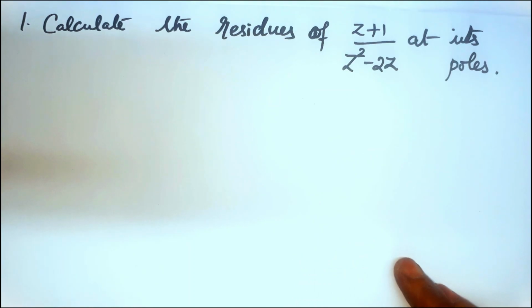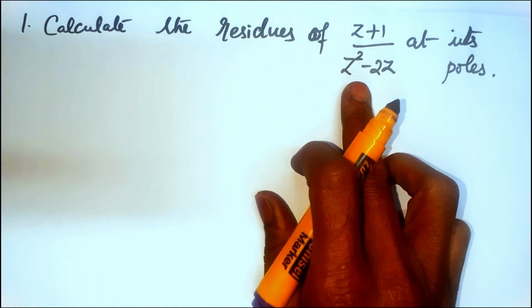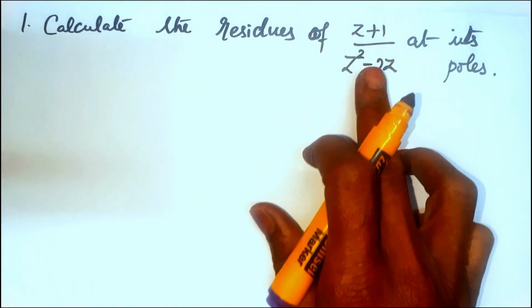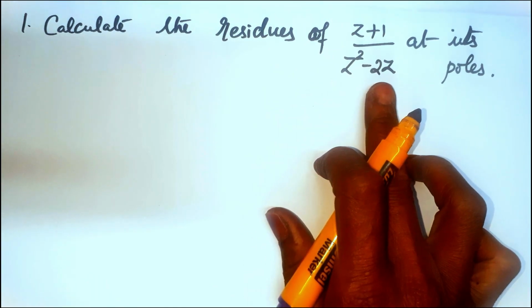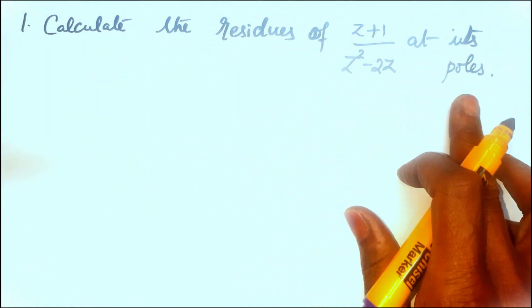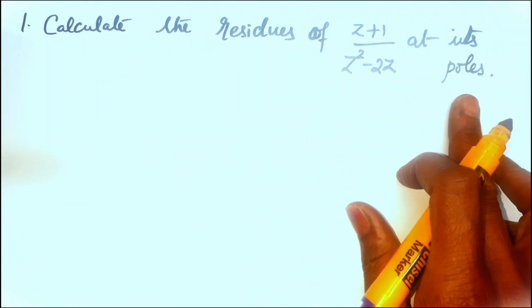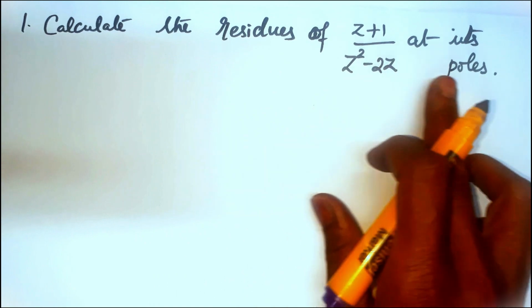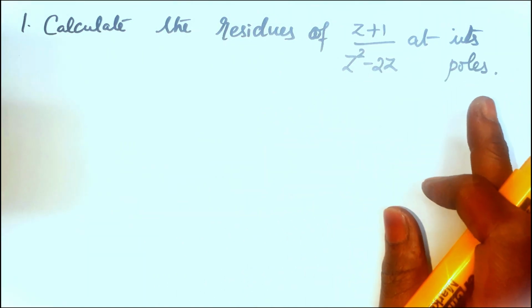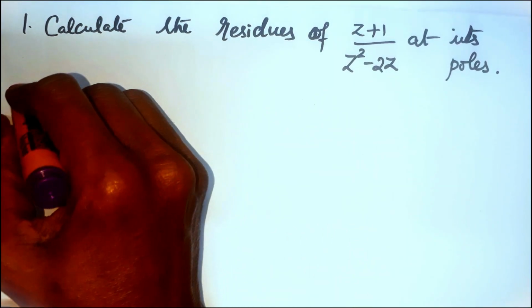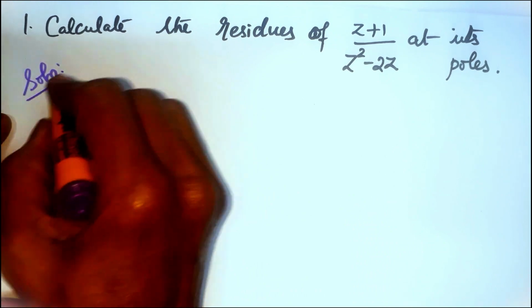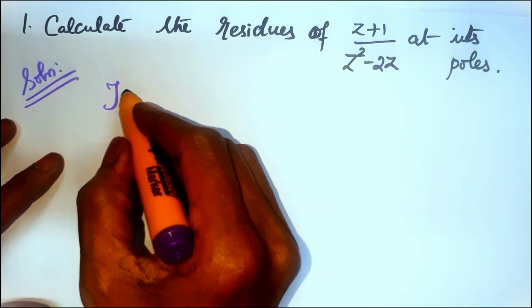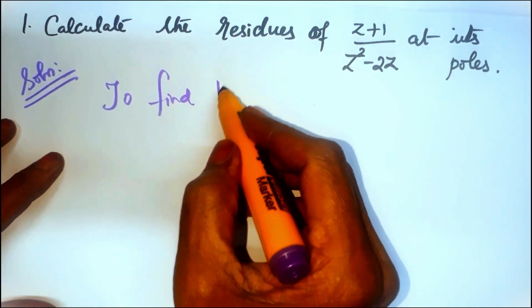This is the first problem. Calculate the residues of the given function, z plus 1 by z squared minus 2z, at its poles. So we have to find the poles, then we have to find the residues at the respective poles. For that, first we have to find the poles.